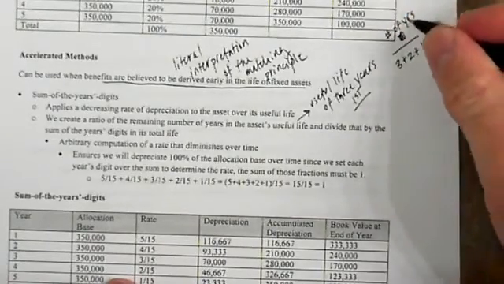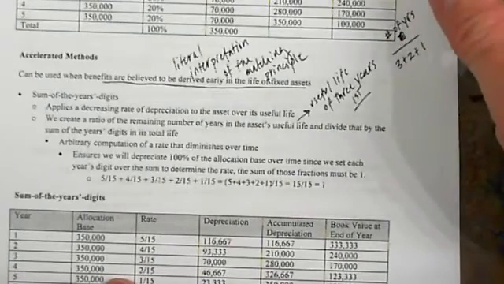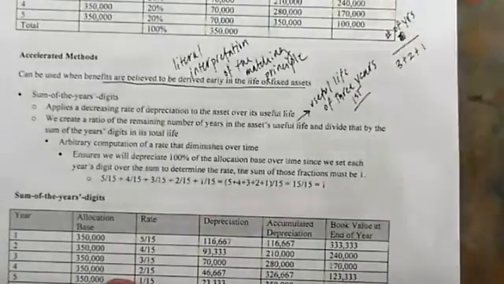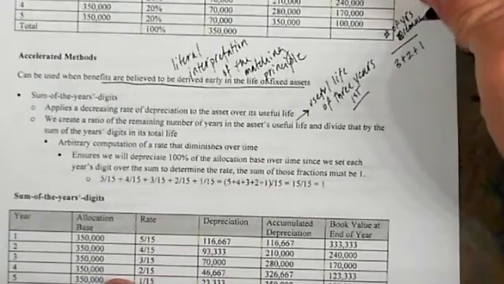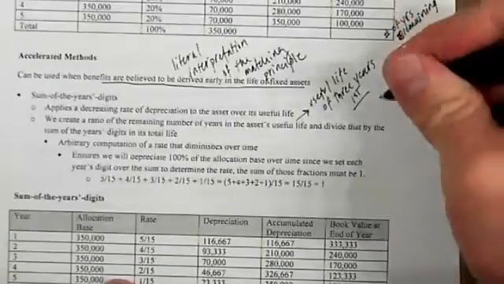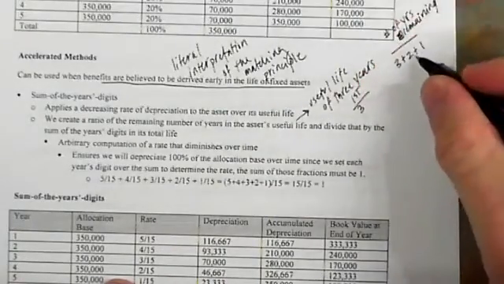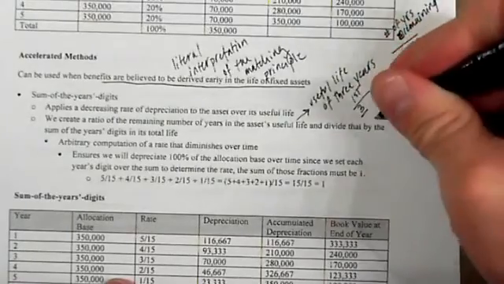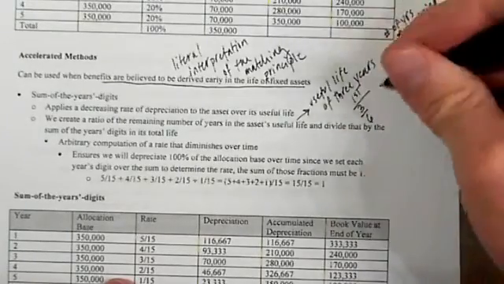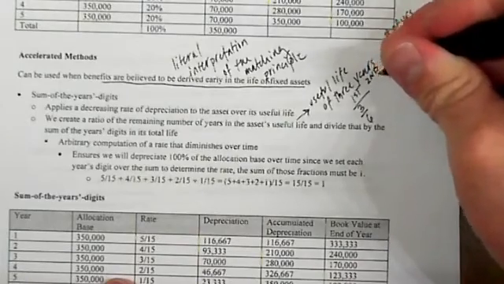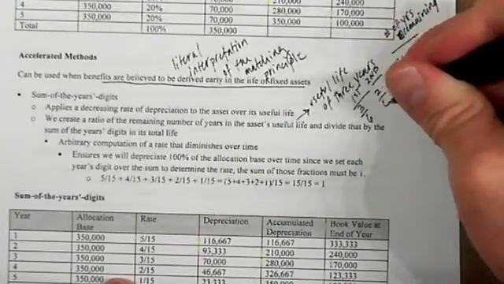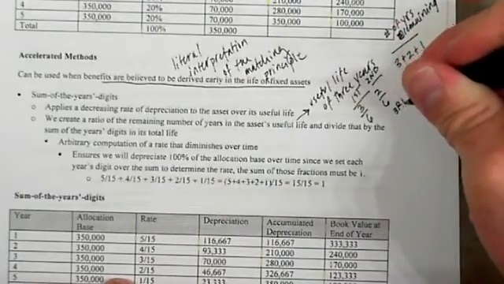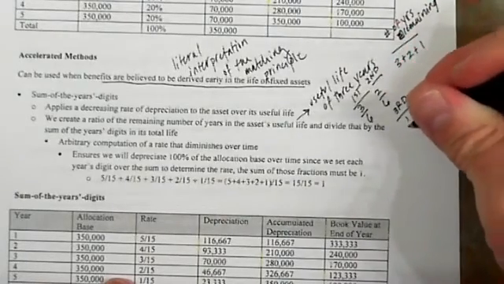So when I say the number of years, I should actually say, I'm trying to think, the number of years remaining in the useful life. So in the first year, it would be 3 over 3 plus 2 plus 1. So 3/6. In the second year, it would be 2 over 3 plus 2 plus 1. And the third year, it would be 1 over 3 plus 2 plus 1.